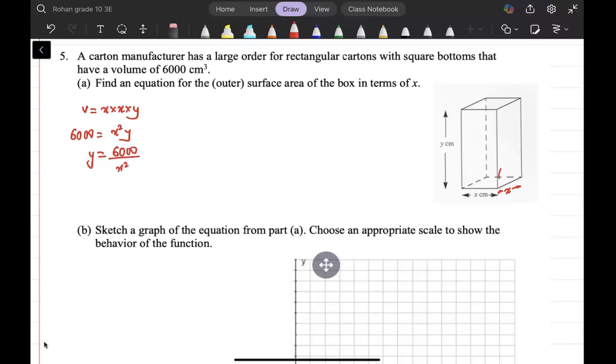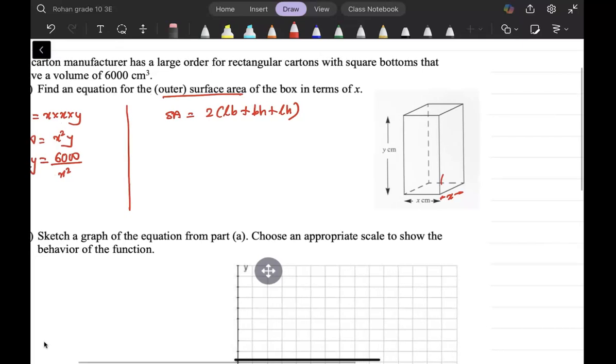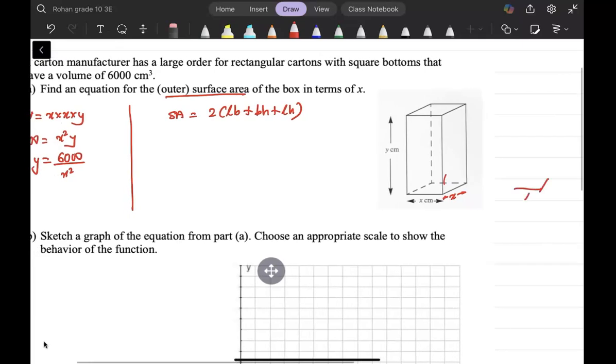So y will be what? 6000 upon x square. Now what is the formula for surface area? We want the outer surface area of the box. What is the formula of surface area? 2 times LB plus BH plus LH. You know this formula? So there are 6 surfaces that we have. You have the bottom, that's your length into breadth. Then you have breadth into height, and length into height. There are 2 of each surface, one in front, one behind, so totally 6 surfaces.